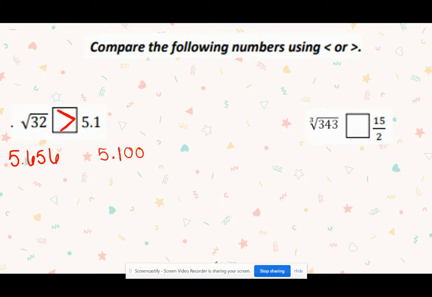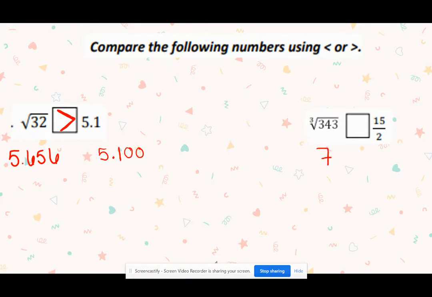All right. The second one, we have the cubed root of 343. So 3, second caret, 343. And when we type that in, we get a decimal. No, we don't. Just kidding. We get 7. So the cubed root of 343 is 7.